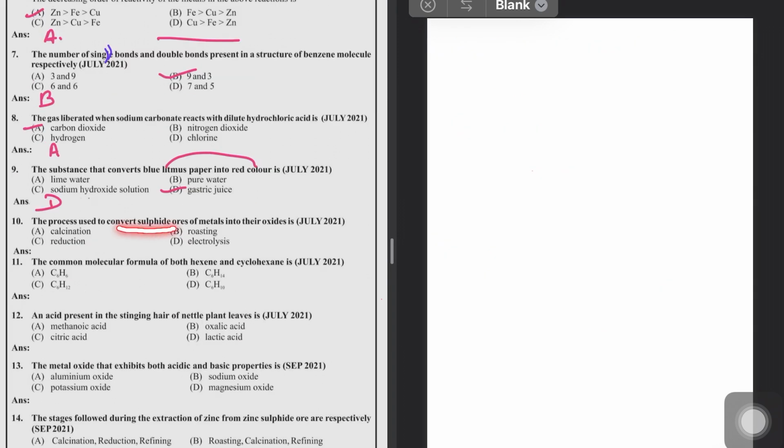The process used to convert sulfide ore of metals into their oxides. Which of the methods among the given 4 options will we be using to convert the sulfide ore into its oxides? Calcination is a process in which carbonate ores are heated below their melting point to convert into oxides. But in the question, they are asking for sulfide ores. Hence, it is not calcination.